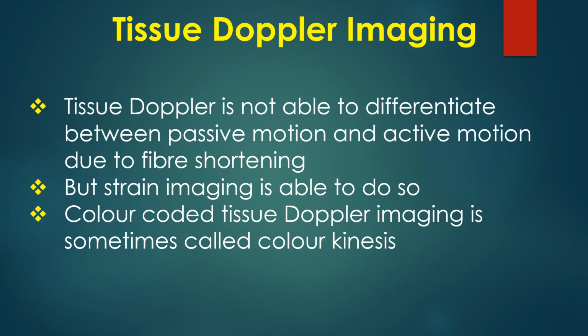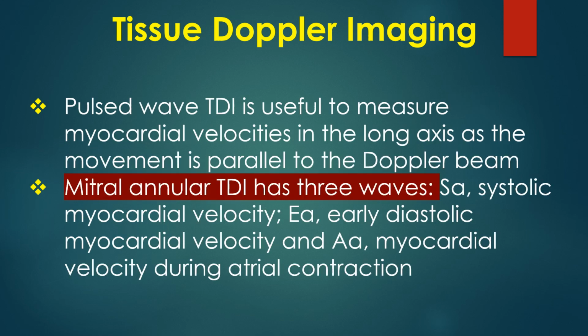Tissue Doppler is not able to differentiate between passive motion and active motion due to fiber shortening, but strain imaging is able to do so. Color-coded tissue Doppler imaging is sometimes called color kinesis. Pulsed wave TDI is useful to measure myocardial velocities in the long axis as the movement is parallel to the Doppler beam. Mitral annular TDI has three waves: SA, systolic myocardial velocity, EA, early diastolic myocardial velocity, and AA, myocardial velocity during atrial contraction.